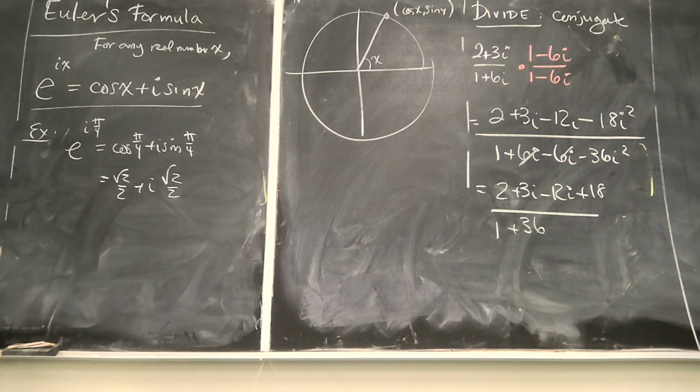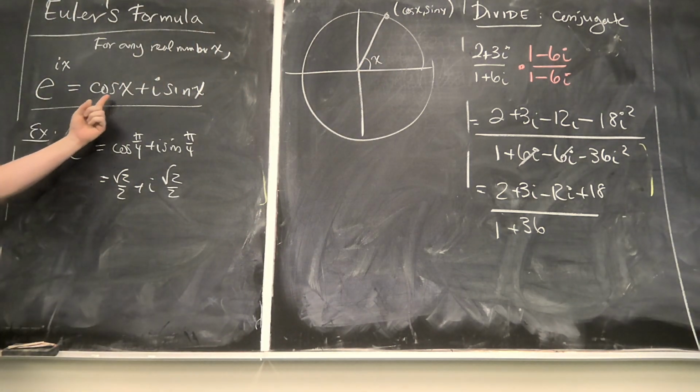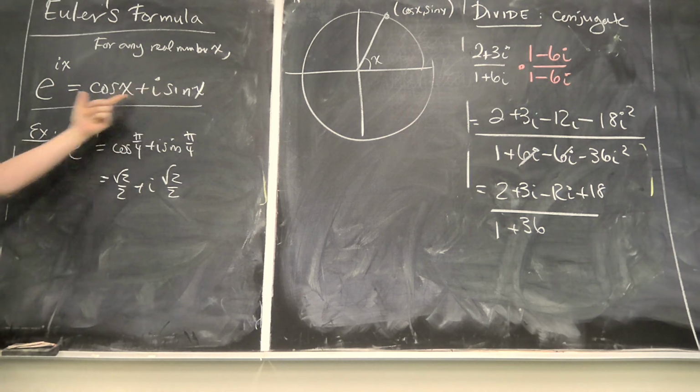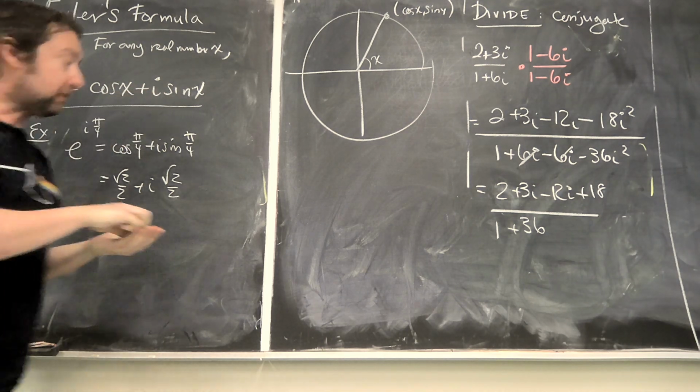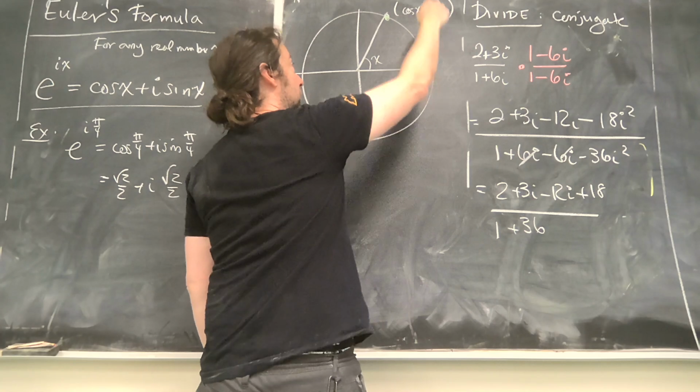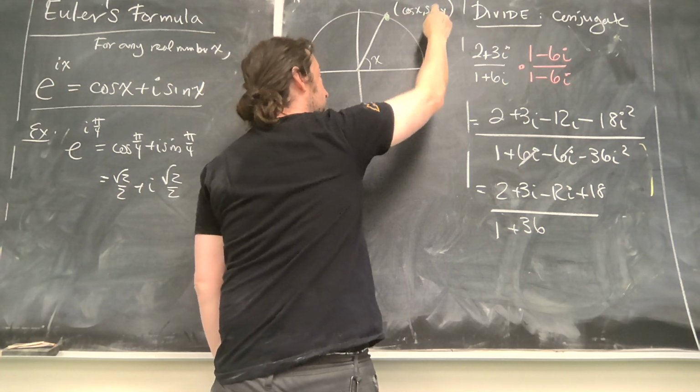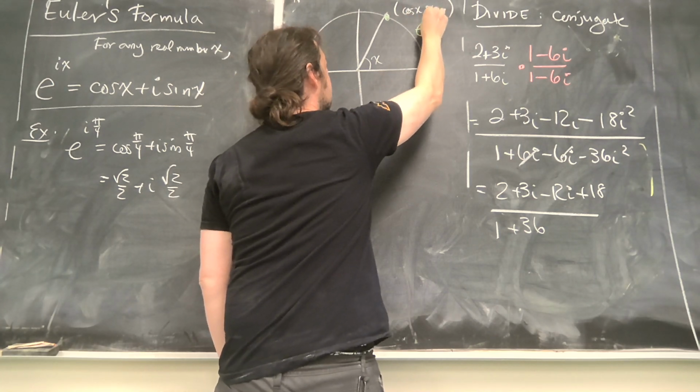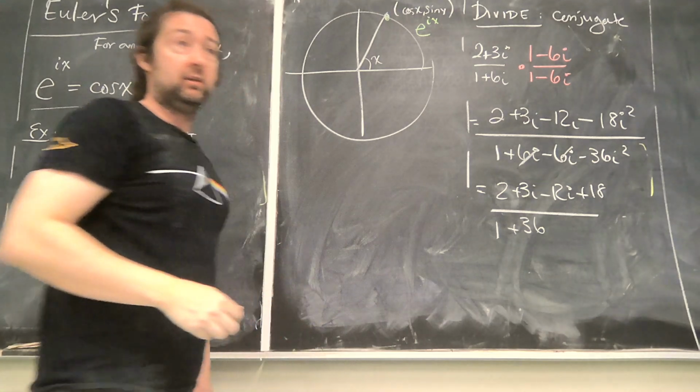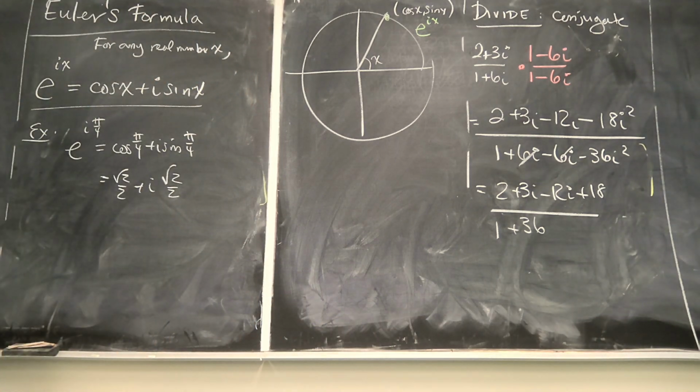But if Euler's identity says that cosine of x and sine of x, as an x and a y coordinate, can be written as e to the ix, I could think of this point on the unit circle not as a vector in 2 components, but a single number, e to the ix. Complex numbers represent rotations.